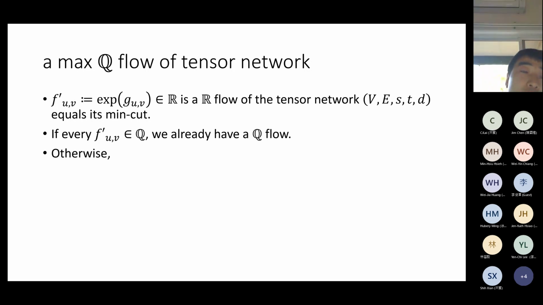In the case that every F prime UV is a rational number, then we already have a rational flow.